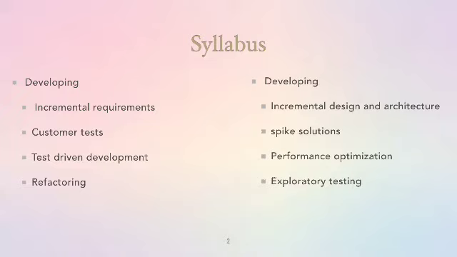We started with incremental requirement gathering, and then we looked into how to conduct customer tests, how the TDD or test driven development cycle works, and the main part of the TDD cycle, which is refactoring. How do we refactor? We have been using code smells to identify spots for refactoring, and once that is done, how do we incrementally design? And when you have uncertainties in your design, how do you solve them using spike solutions? We have also seen performance optimization.